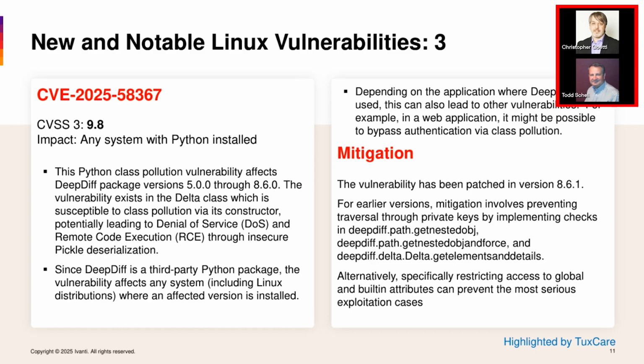The way they describe it is the Delta class is vulnerable to class pollution via its constructor. And when combined with a gadget available in Delta diff itself, it can lead to a denial of service and remote code execution vulnerability. So there's a couple of key pieces involved in there to be able to exploit this.